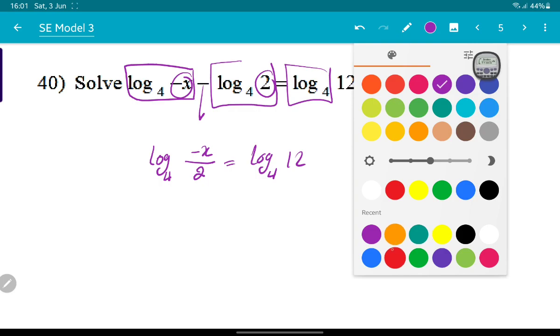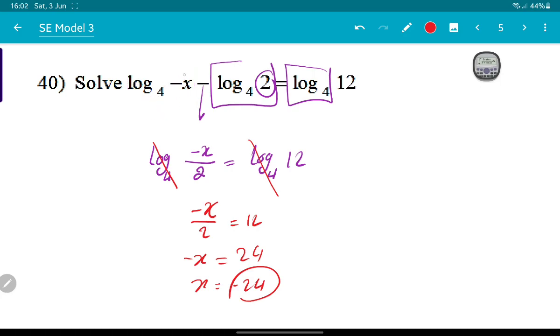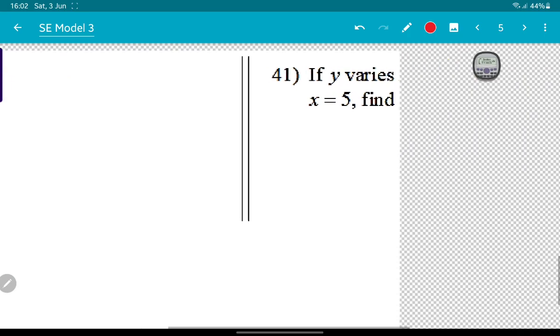If you have two logs, right and left side, with the same base, we can cancel them. So this is negative x over 2 equals 12. Here negative x equals 24, so x equals negative 24. So can we put negative 24 here? Yes, negative 24, so this is positive 24, so the answer is exact. So we have the answer negative 24.